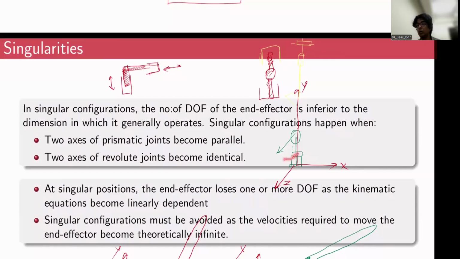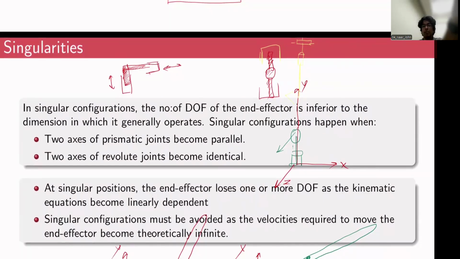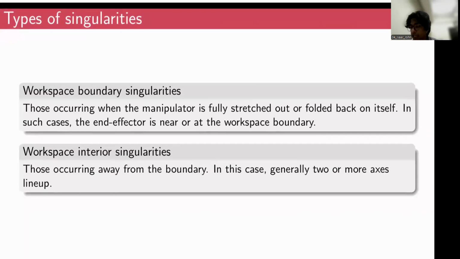If you rotate this, the entire robot will rotate about a vertical axis. If you rotate this again, the end effector will rotate about the same axis. It does not make any difference. So when two revolute joints become parallel or collinear, that will cause a singularity. But then it's not a universal case. It depends on the configuration of a robot, the type of the robot that you're dealing with.